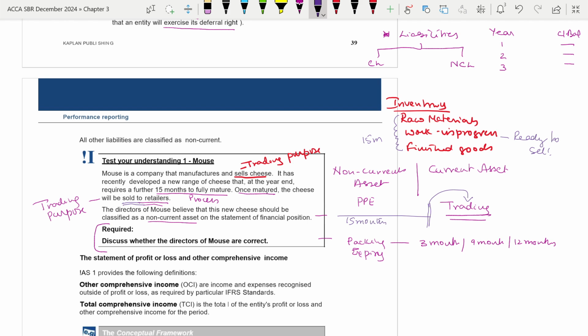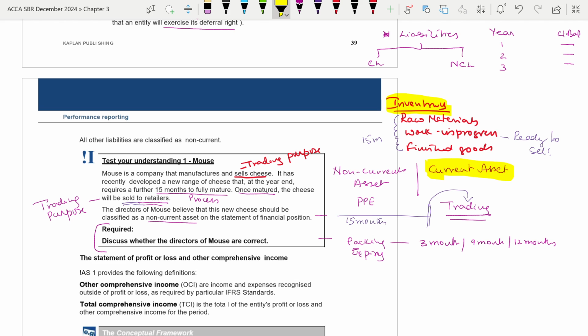If that is the case, what will happen? In this situation, cheese should be identified as a current asset. Current assets under the category of what? Under the category of inventory. So even if it will be held in the store for more than 1 year.